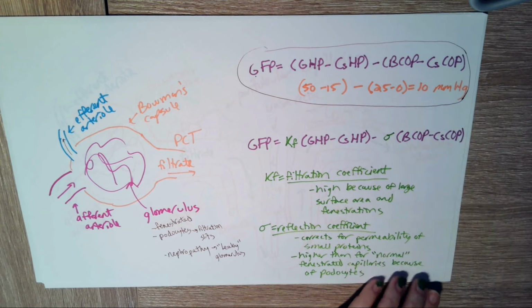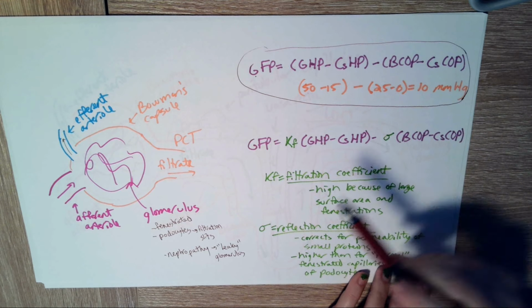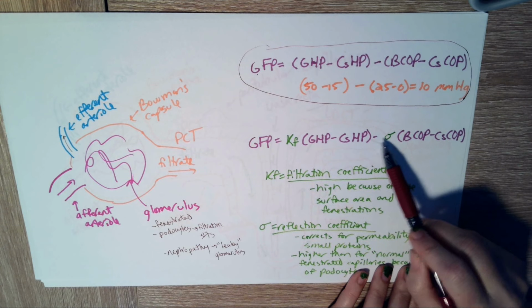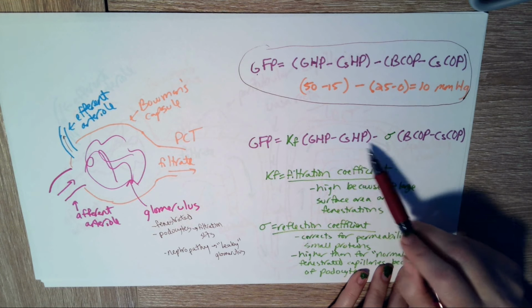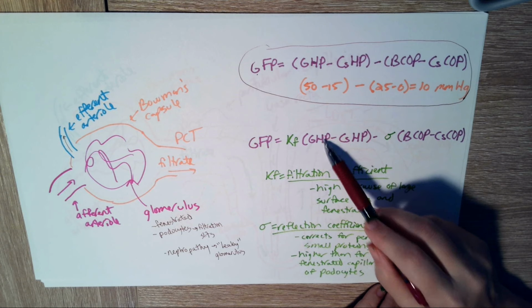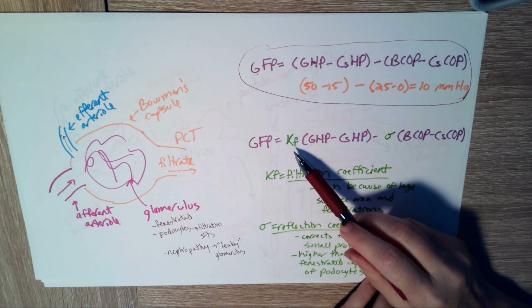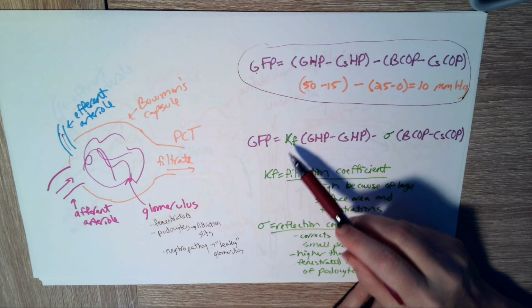Okay, so if we're good with that, we're going to move on and we're going to add the two little fun qualifiers in front of the net hydrostatic pressure and in front of the net colloid osmotic pressure. And these should look familiar to you too. They're the same as they were before from the blood unit.